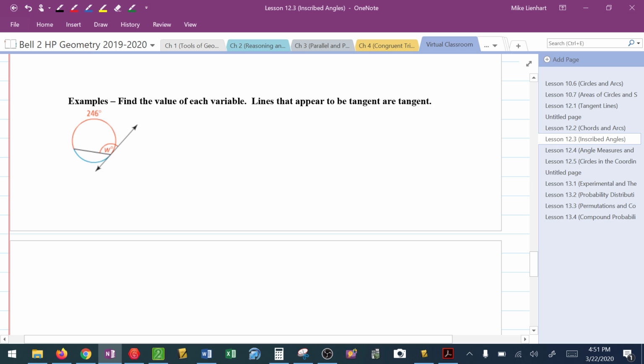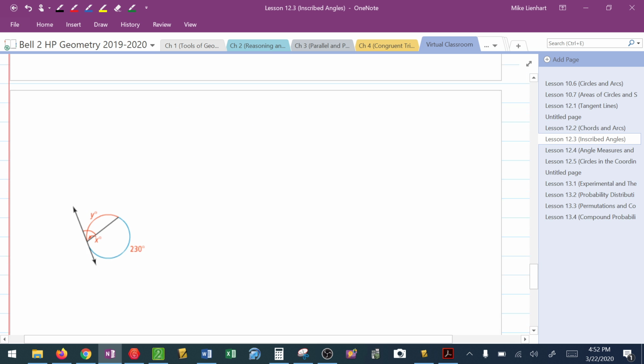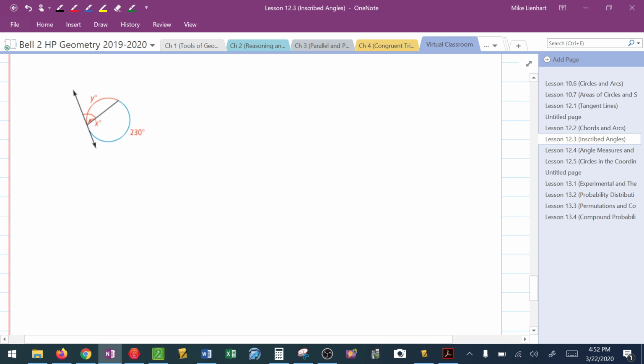So a couple more examples to make sure that we got this down. This one right here, how am I going to find angle W? Well, angle W is made up by a tangent and a chord meeting at the point of tangency right there, which tells me that W is equal to half its intercepted arc. And half of 246 would be 123 degrees. Take a look at this picture.